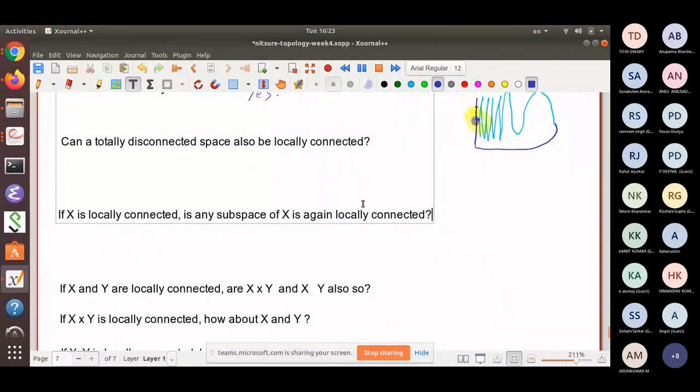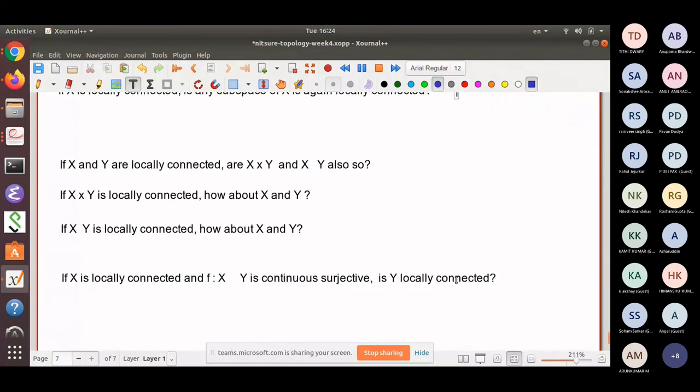What's the answer? For a locally connected topological space, is any subspace again locally connected? True or false? Yes, thank you. It is false. R and Q. Yes, R and Q. That's an example.